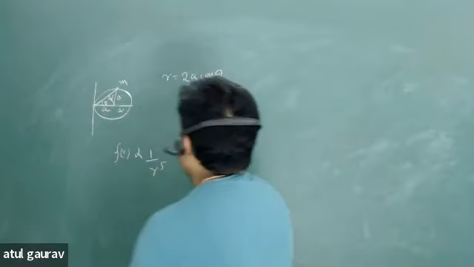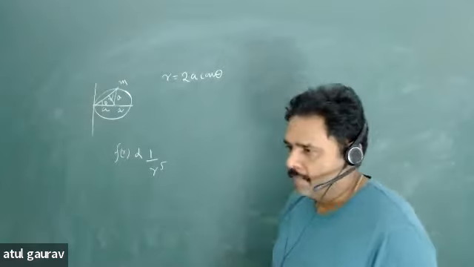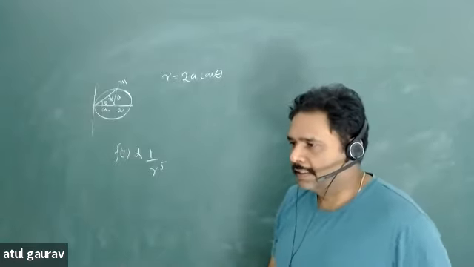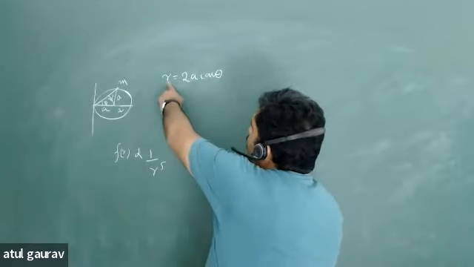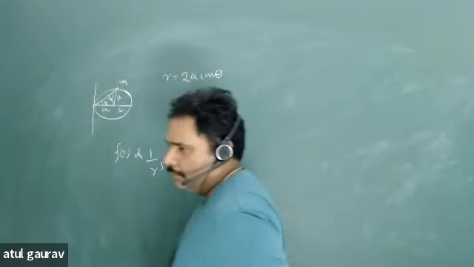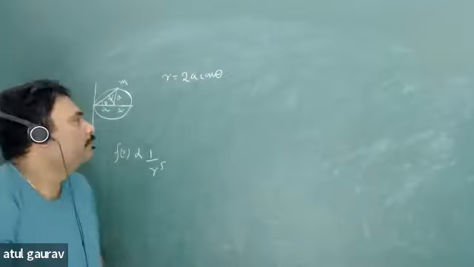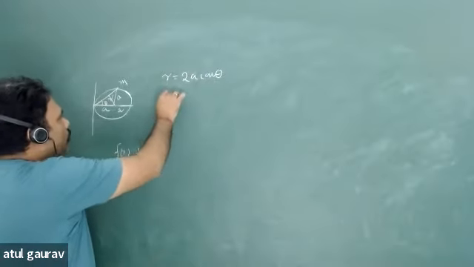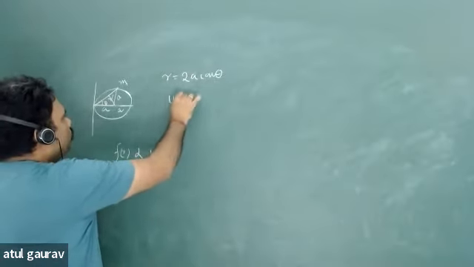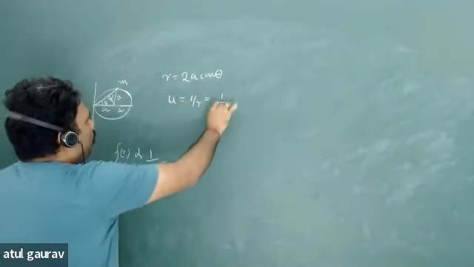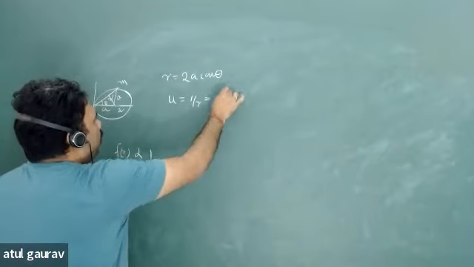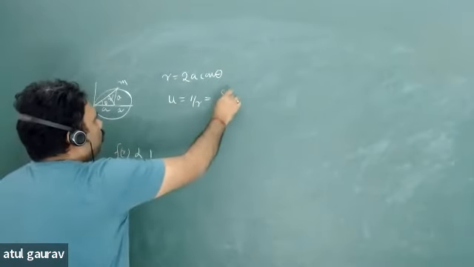Yes or no? लिख सकते क्या? Yes, sir. We can write r is equal to 2a cos theta. So now you have the relationship between r and theta. So once you have the relationship between r and theta, what will be your u? It is 1 by r, and this is nothing but 1 upon 2a, and 1 by cos theta is nothing but what?